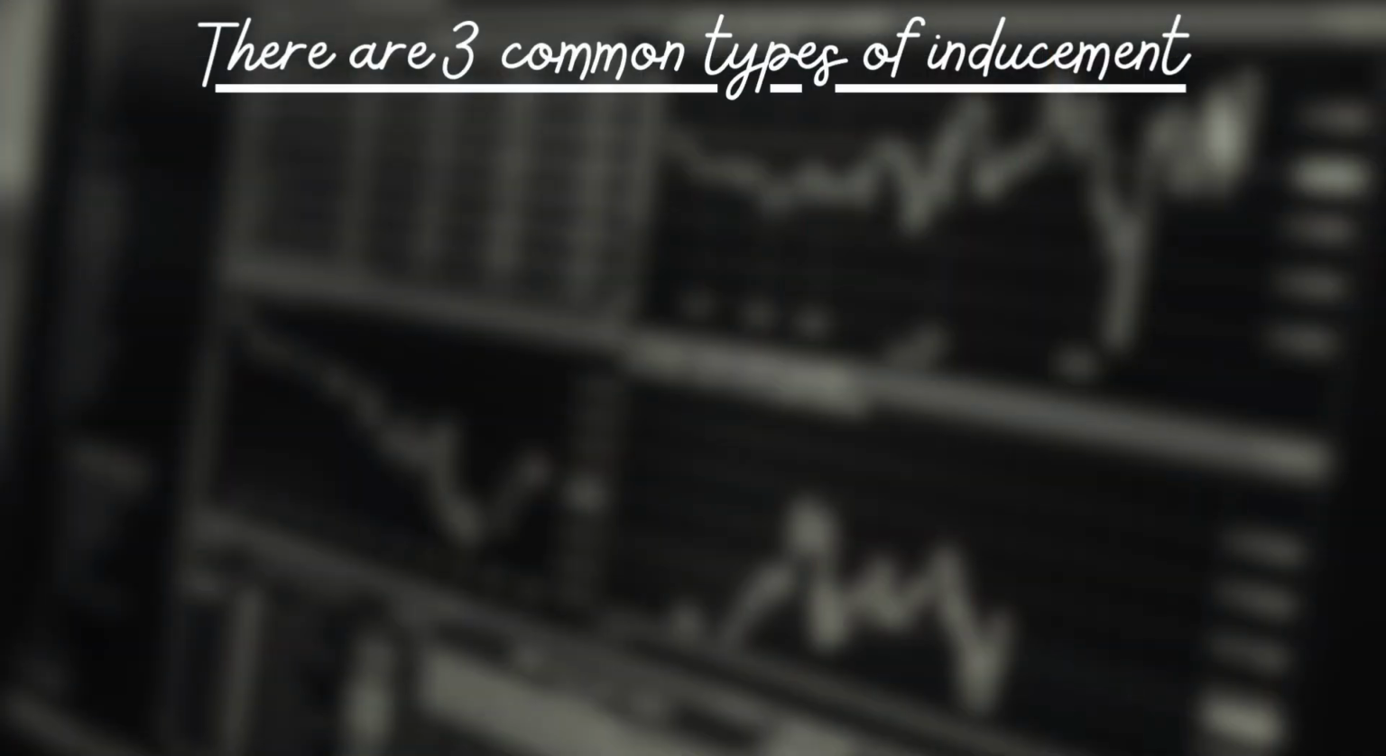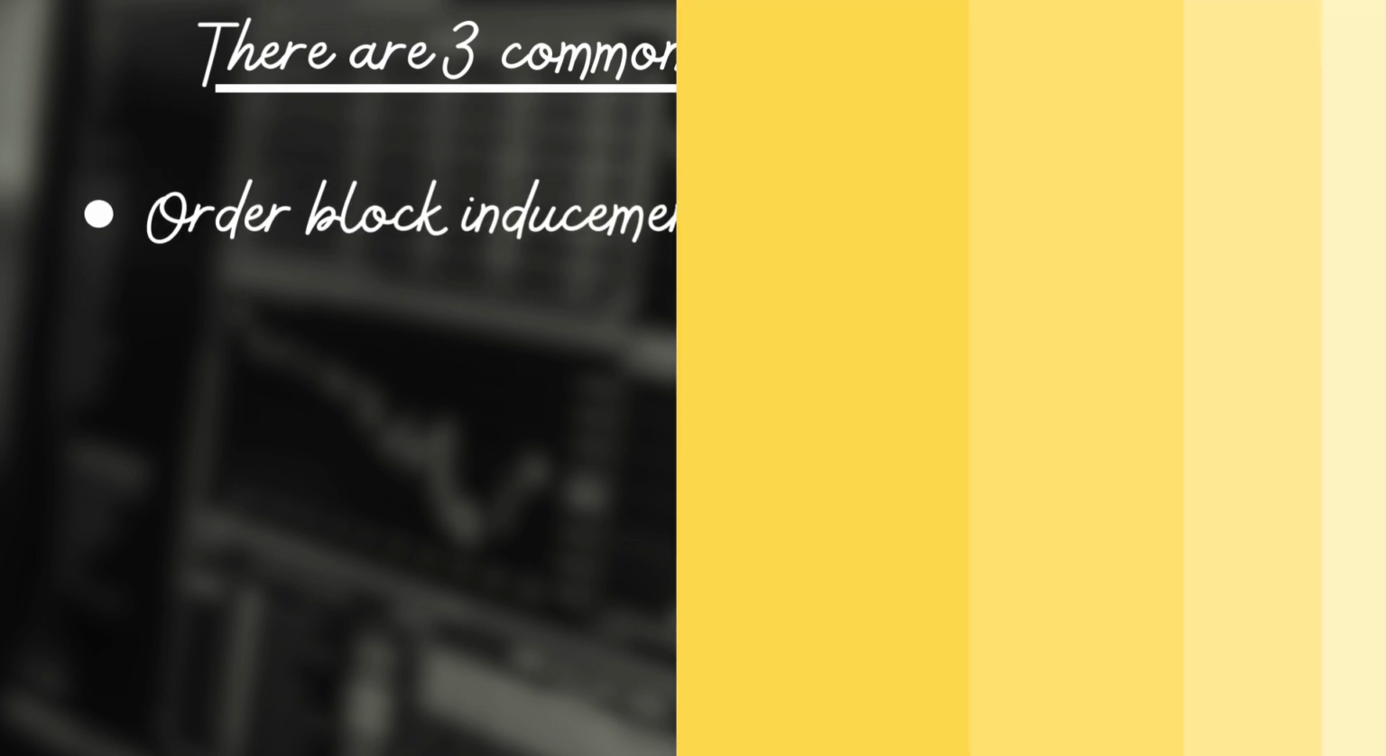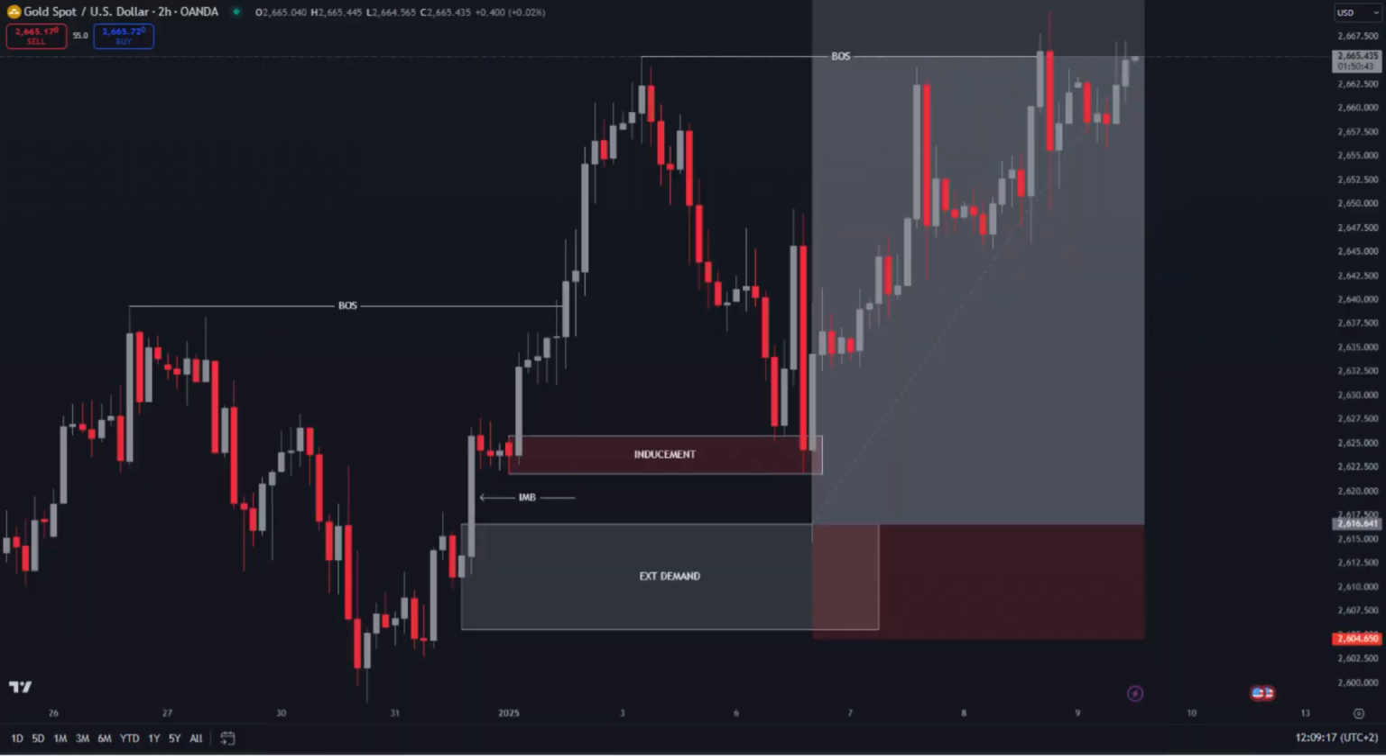There are three most common types of inducement in the market. Let's go through each one. The first type of inducement is an order block. In this example, price presented a clear order block, signaling potential buying opportunities. However, this turned out to be a trap, as most retail traders placed their trades too early. As always, they fell into the trap, creating liquidity that institutions capitalized on.